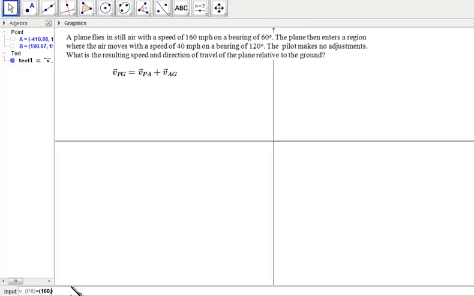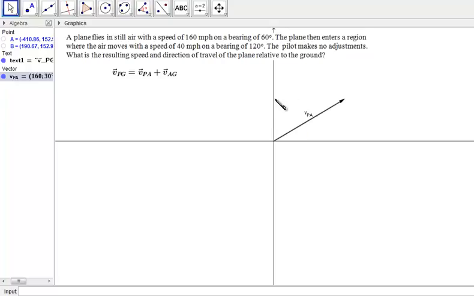160, and it's on a bearing of 60, so that's 60 degrees clockwise from north. That means it's 30 degrees counterclockwise from east. So I placed 30 degrees in here, and I did not put the little degree sign, so let's fix that. And there we have it. Remember, Geogebra doesn't create labels with the little arrows on top, so you just need to get used to that. So this is the velocity of the plane relative to the air.